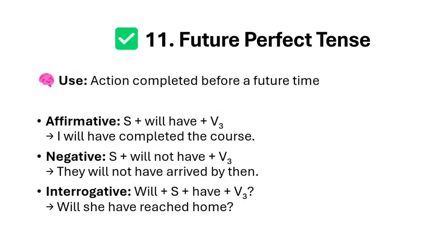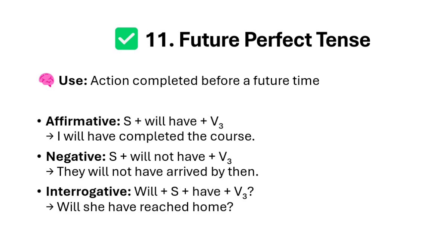Okay, now let's move to future perfect tense. Future perfect tense is used to tell about an action which is completed before a future time. Now see the affirmative sentence structure. Subject plus will have plus third form of verb. Example, I will have completed the course. Negative sentence structure. Subject plus will not have plus third form of verb. Example, they will not have arrived by then.